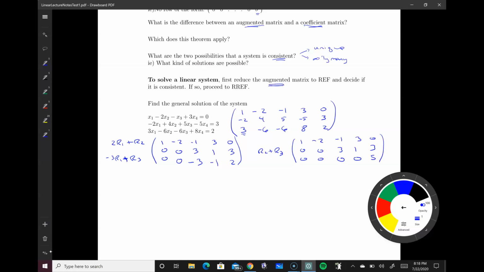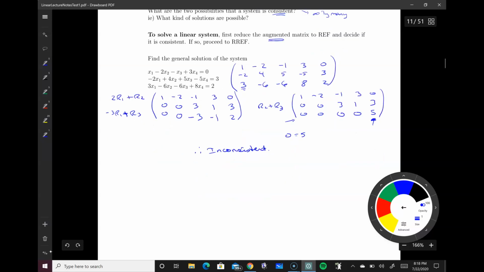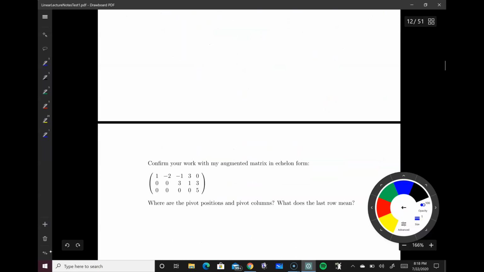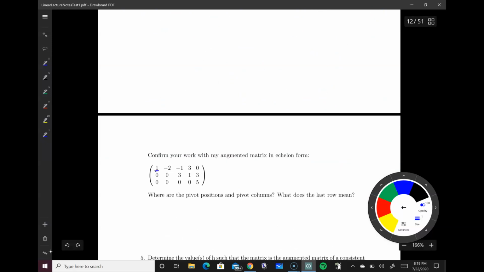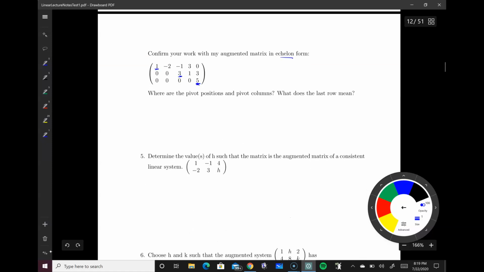Okay, so this is an augmented matrix, yes? Because I got it from the equation. This here, I have a pivot in the rightmost column, so this last row means 0 equals 5. So therefore, I know that this system is inconsistent. So this is just confirming your work. This is what I got. So this is a pivot, and this is a pivot, and this is a pivot. This is just in echelon form. But because I have a pivot in the rightmost column, that means it's inconsistent.